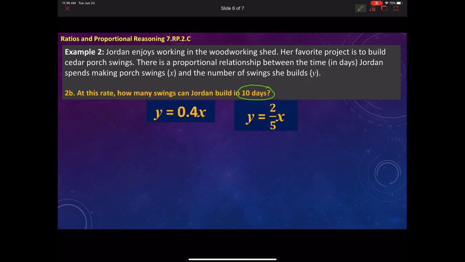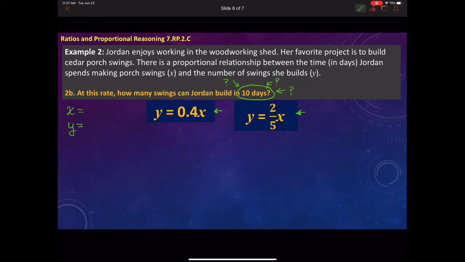Now a follow-up question to the first one here, which is, we have our equations now. Those are our proportional equations. They both represent the same exact thing. One of them is represented using a decimal, and the other one we're using a fraction. The follow-up is, at this rate, how many swings can Jordan build in 10 days? So 10 days is the number. You want to figure out where that 10 days goes in that equation. Is that our x or is that our y? Well, let's figure out what our x and our y is.